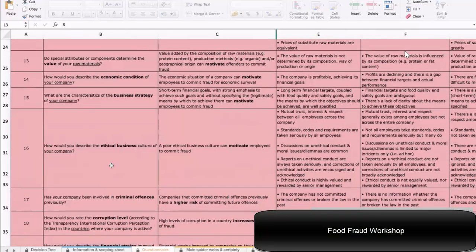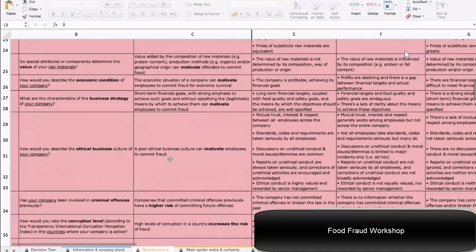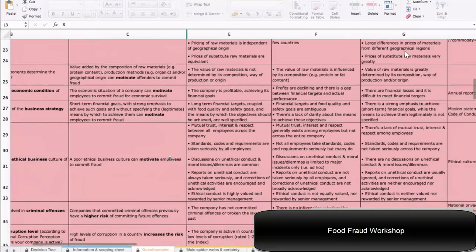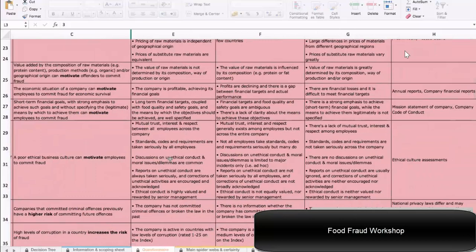Question number 16 says, how would you describe the ethical business culture in your company? The reason why that question is asked is because poor ethical business cultures can motivate employees to commit fraud. You then again have three options. Option number one, there's a lot of mutual trust. We have a lot of standards, codes, and requirements that are taken seriously by our employees. We discuss regularly unethical conduct and moral issues across the organization. We have reporting on unethical conduct, and ethical conduct is highly valued and rewarded by senior management.